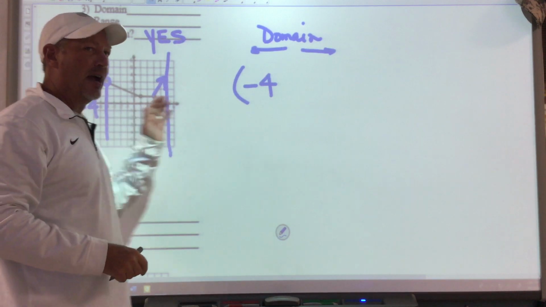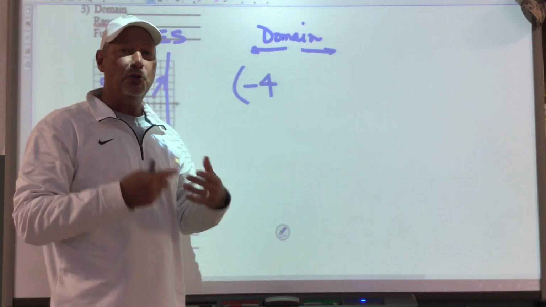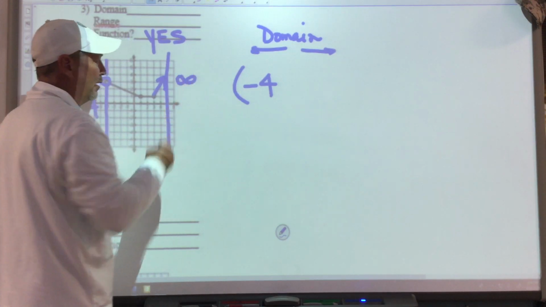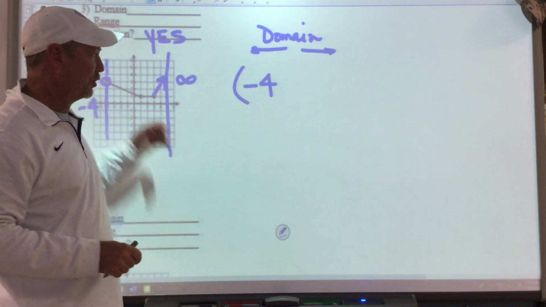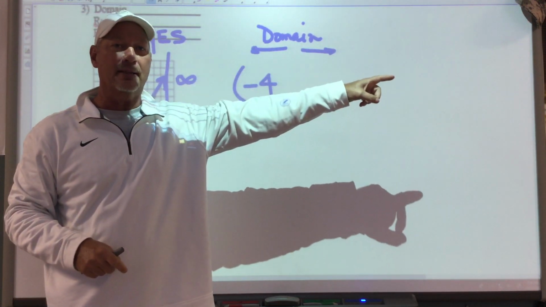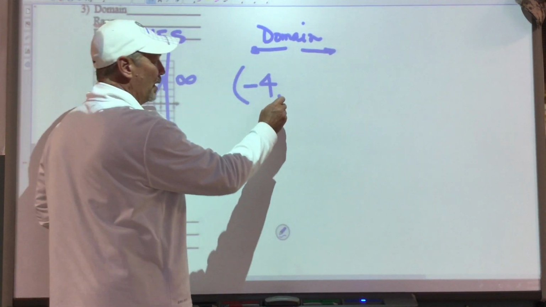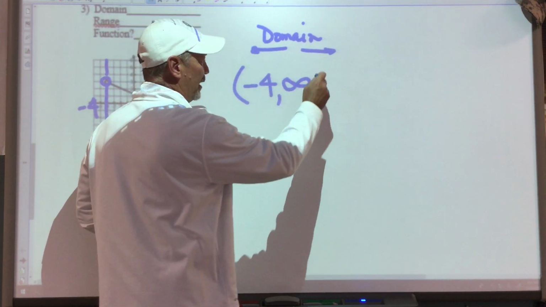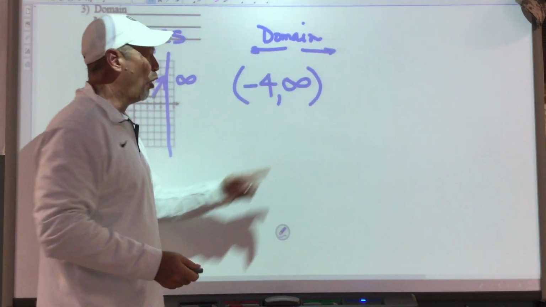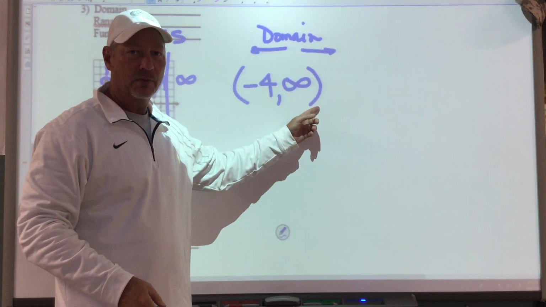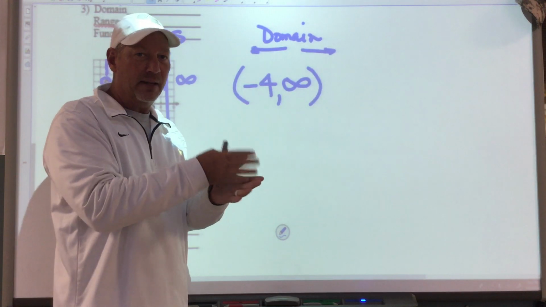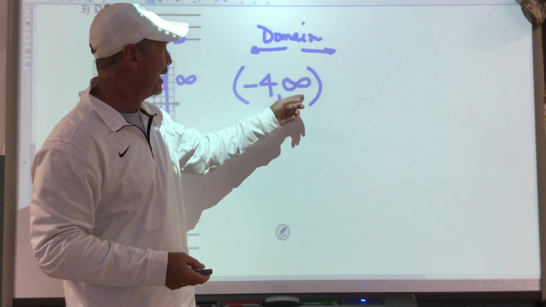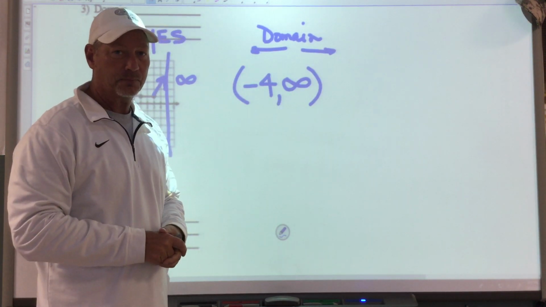Now, when we can go forever and we never stop, we use the symbol or the term infinity. That's the infinity symbol because it's going to go forever to the right. So we started at -4 and we went forever to the right and we use infinity. And infinity always gets a soft bracket. Okay? Because we don't have a firm ending point. That would be your domain in interval notation.